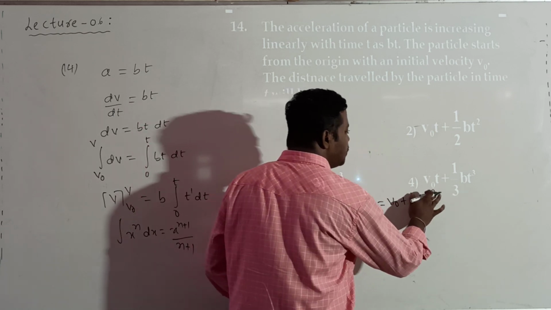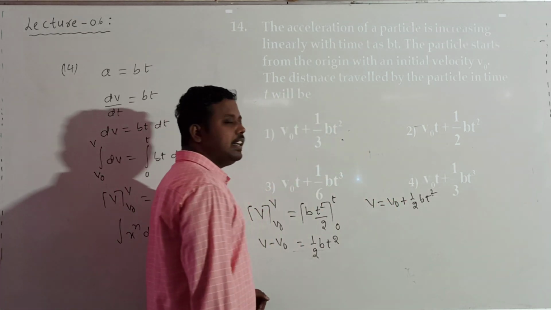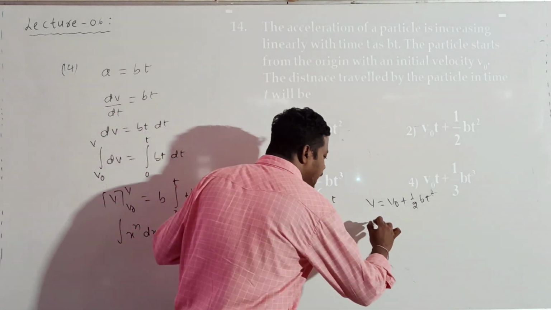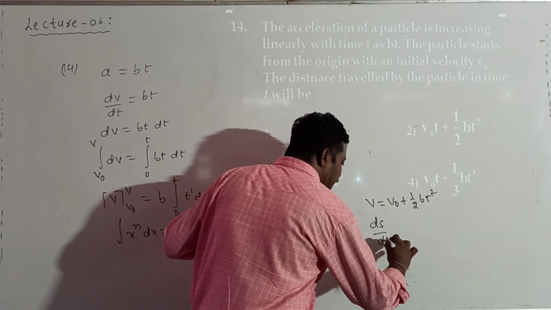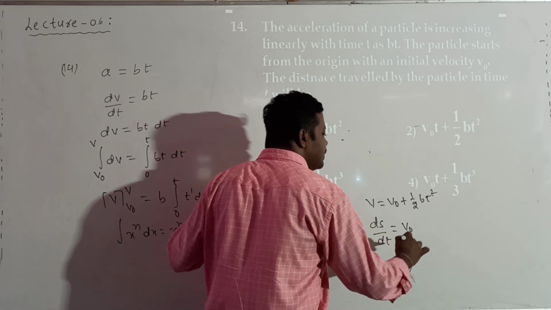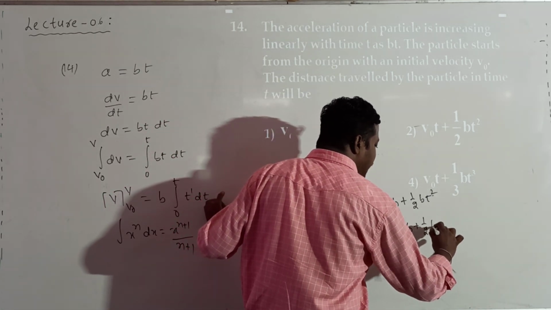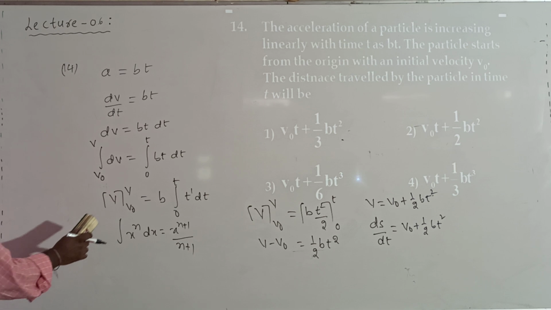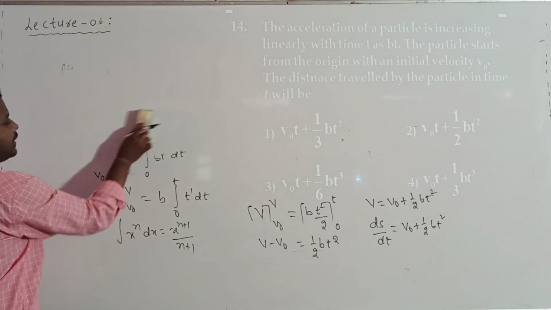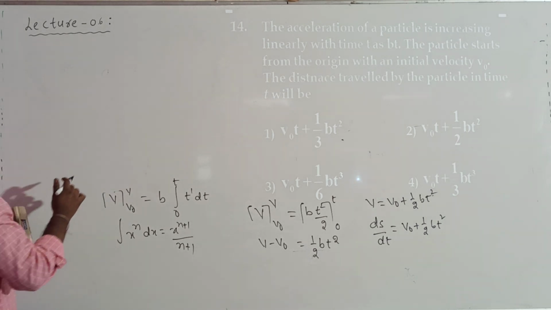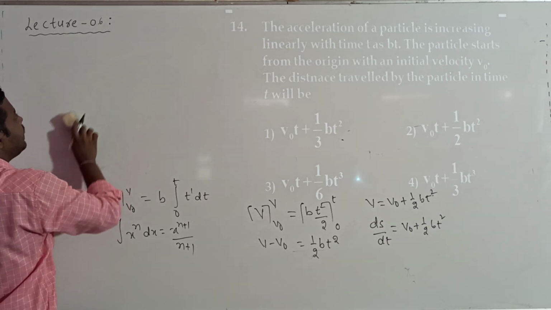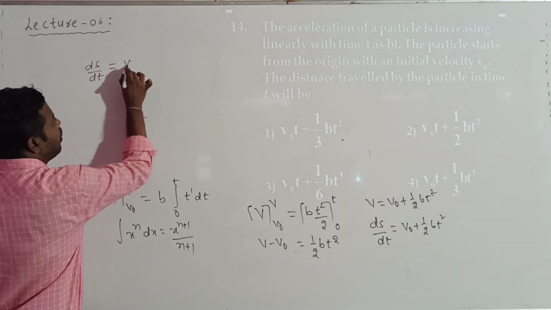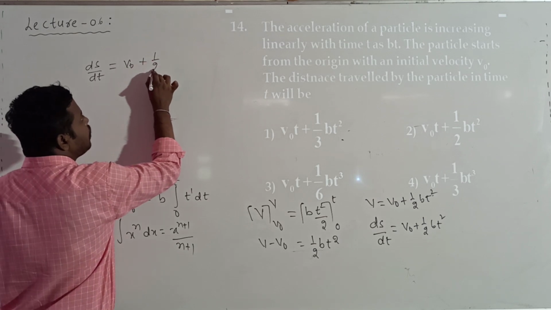They are asking us to calculate which one? Distance traveled. To calculate the distance traveled, once again, v is the instantaneous velocity. So velocity can also be written as ds divided by dt. Then ds divided by dt is equal to v0 plus, how much did I get? Half into b into t square. Understood now? Now I want to calculate which one? S. So I will write the remaining part here. To calculate the value of s, what is the equation we got? ds divided by dt is equal to v0 plus half into b into t square.